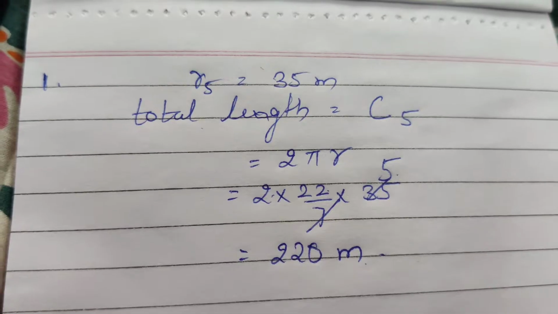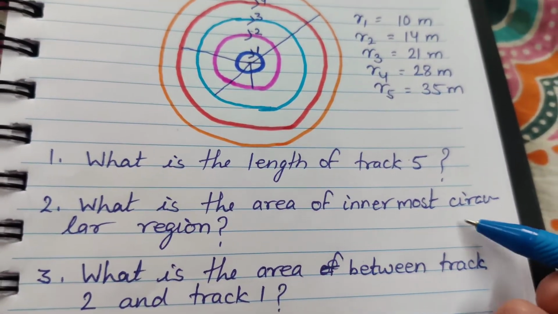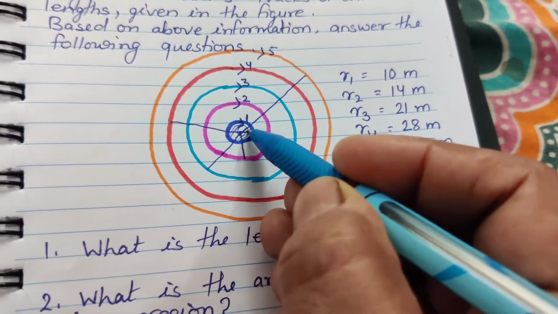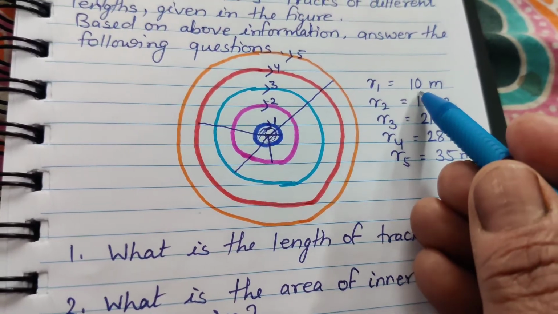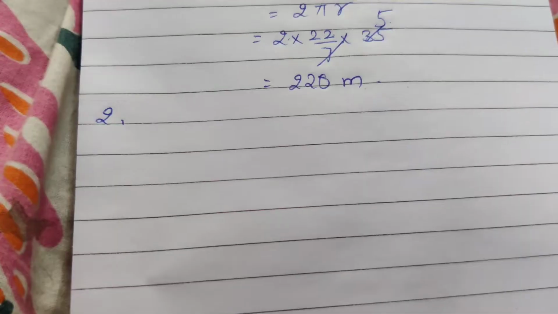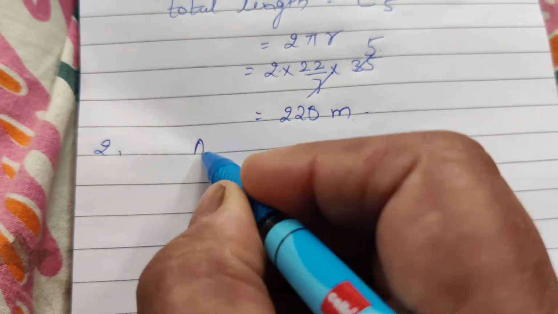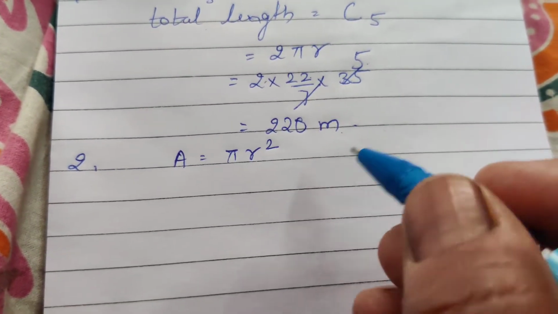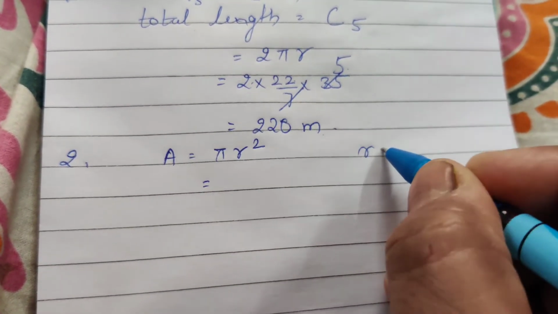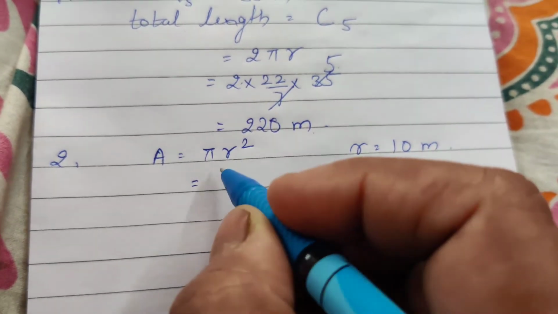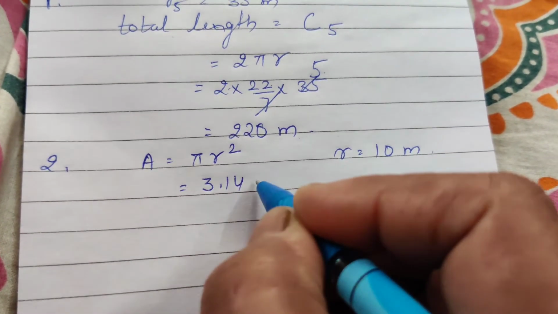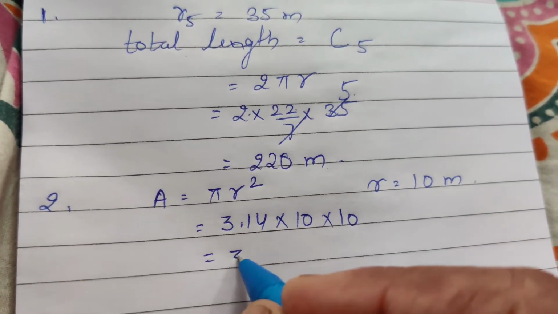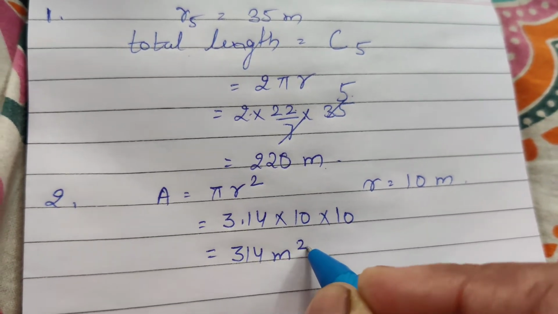Now question number 2. What is the area of innermost circular region? Innermost means this one, the first circle region. The radius of the first is 10 meter. The formula of area of circle is pi r square. Here no value of pi is given, so we can use the value of pi as 3.14 into 10 square, which is equal to 314 meter square.